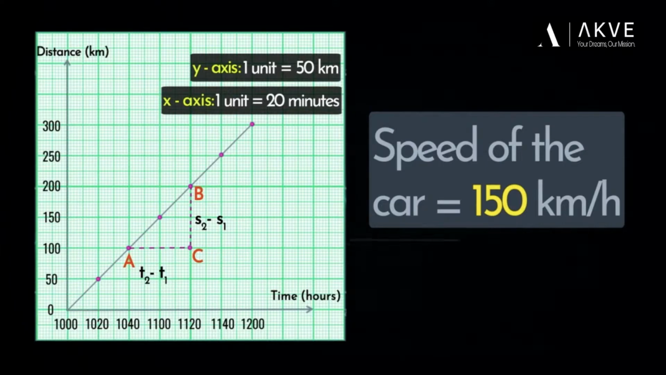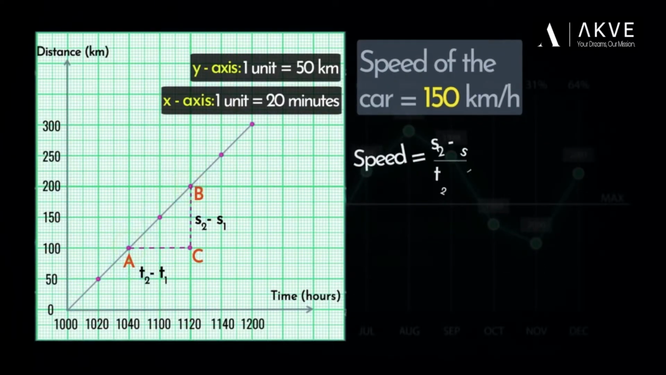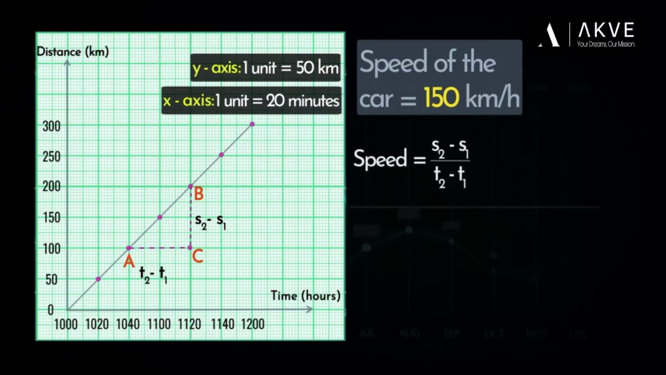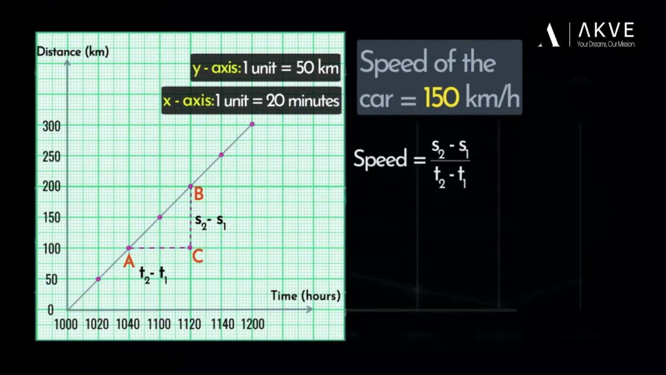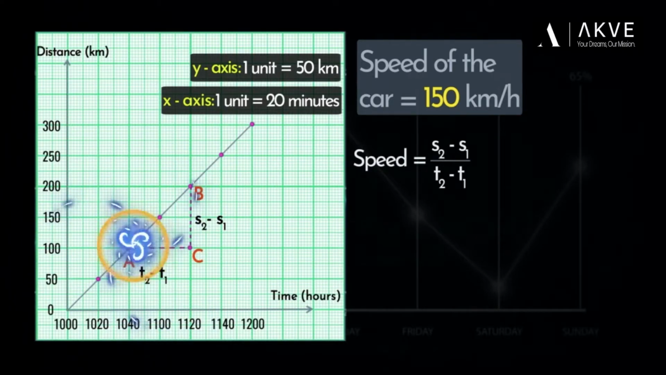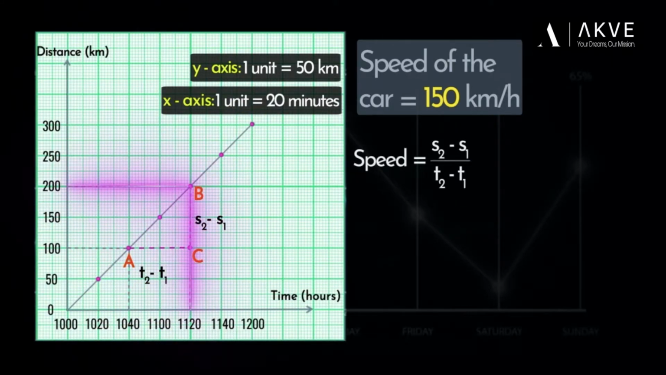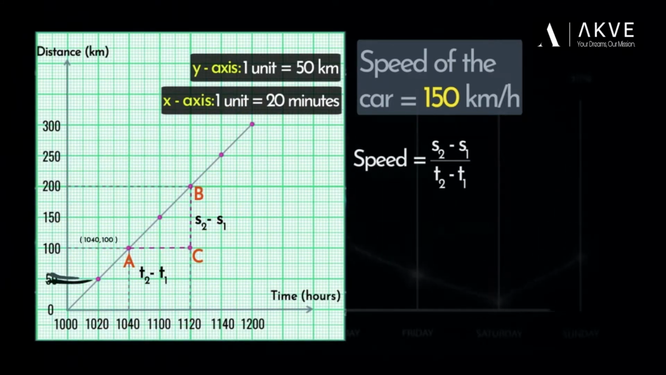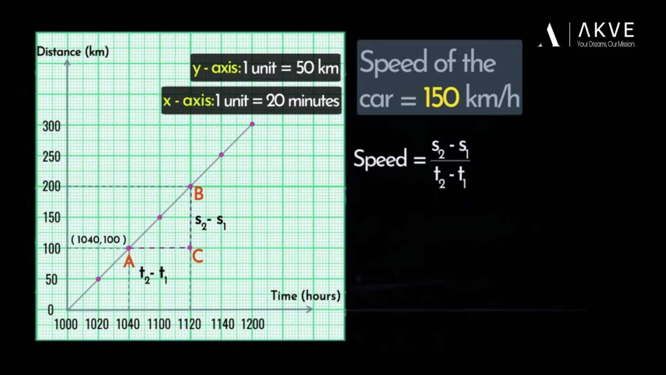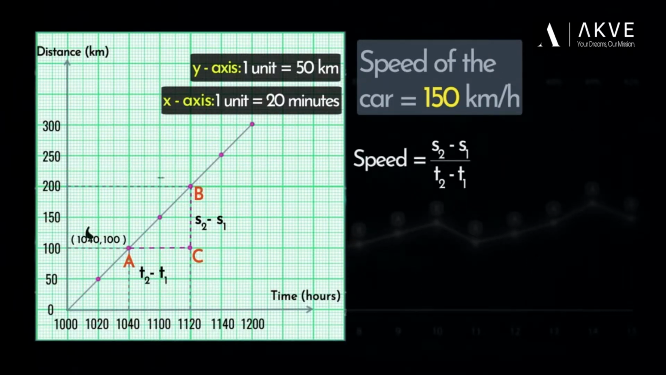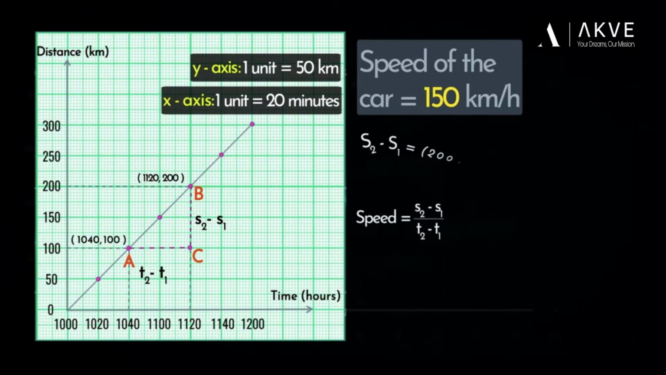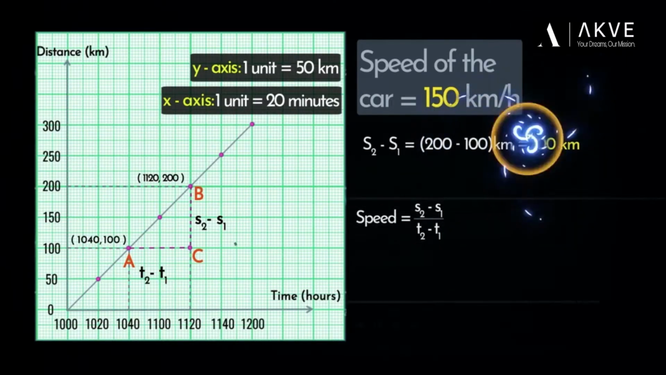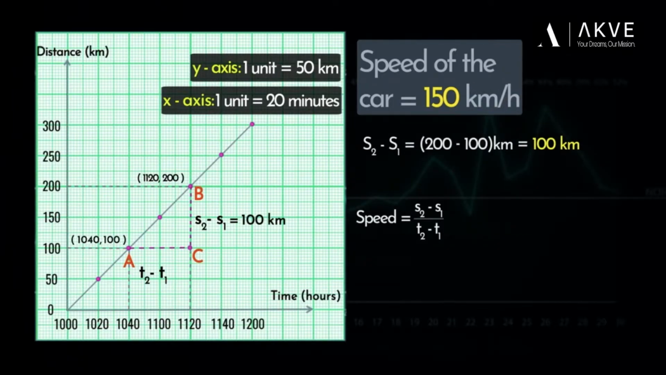Well, as I said, you can choose any 2 points on the straight line as A and B and then use this formula over here to calculate the value of speed. So I personally have chosen this as point A and over here as point B. Point A represents 10:40 hours, 100 kilometers, and point B represents 11:20 hours, 200 kilometers. So the value of S2 minus S1 clearly comes out to be 100 kilometers over here, and the value of T2 minus T1 comes out to be 40 minutes.